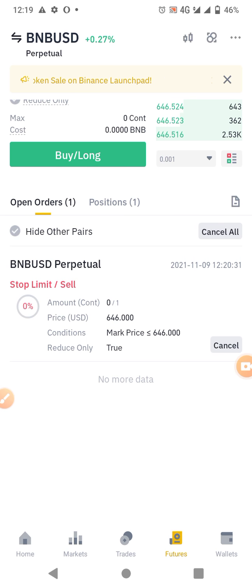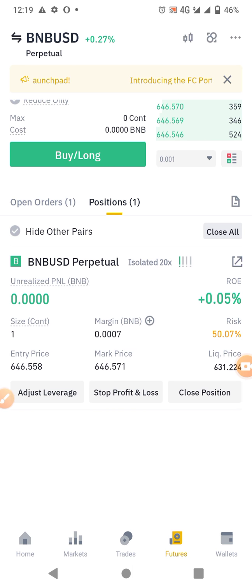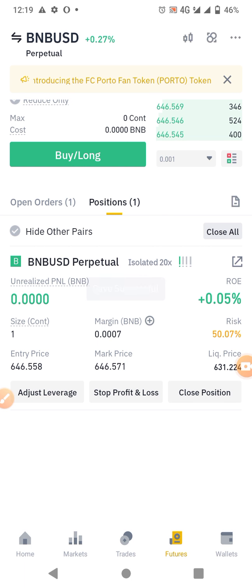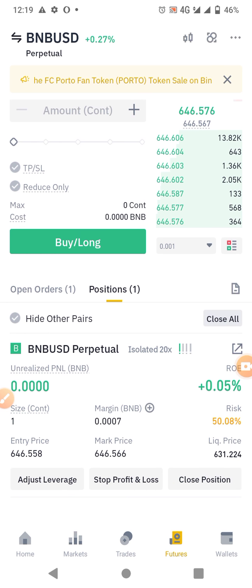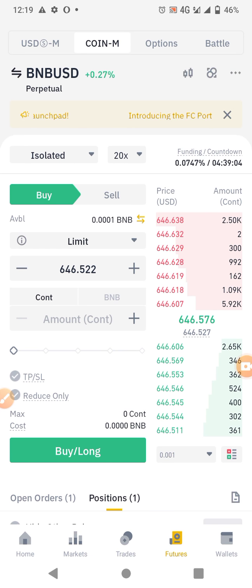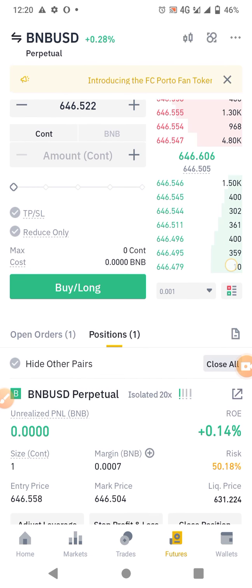You can see this is it. You can see it here. So once BNB comes down, it will automatically close. Now you can see BNB is rising. As BNB is rising, my ROE will be increasing too. If BNB falls, my ROE will decrease because I clicked on buy long. So you can do the same for sell short too. You can see it's increasing.